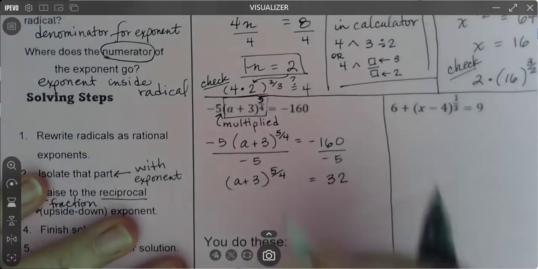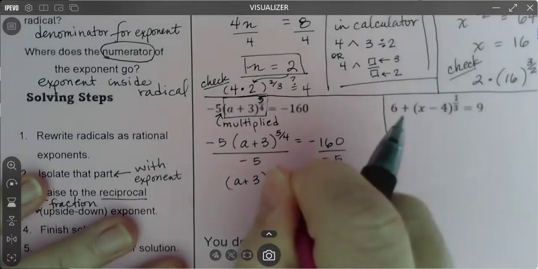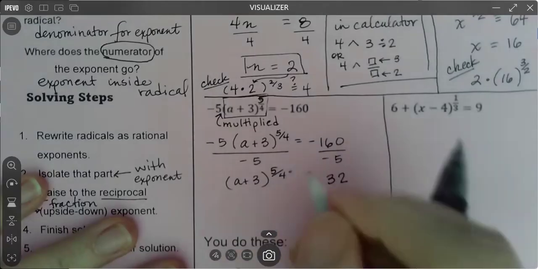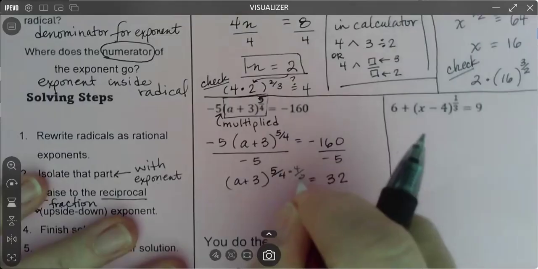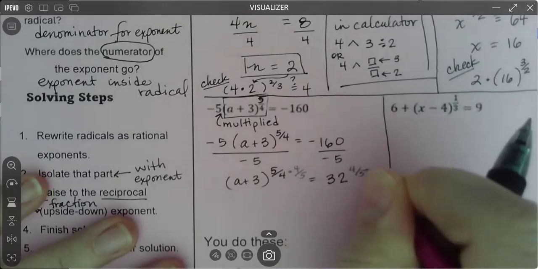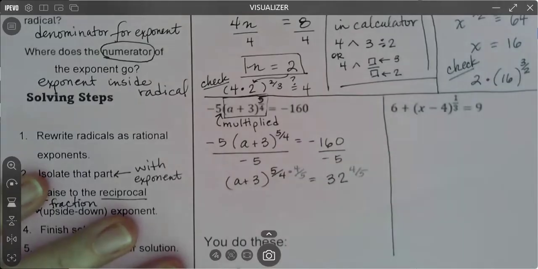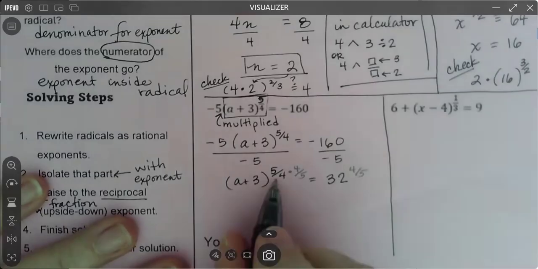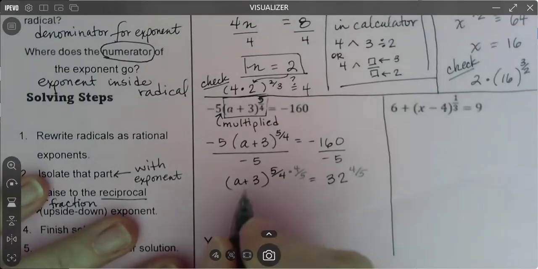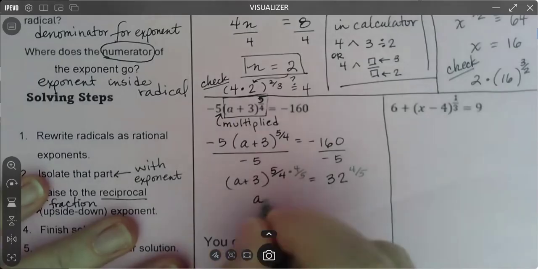So this is isolated, just the part with the exponent. I do the reciprocal exponent, excuse me. So 4/5 power on the left and the right. 5 over 4 times 4 over 5 is 1. So this resolves my exponent. I don't have an exponent anymore. My exponent changes to 1. And so I don't need the parentheses. I have a plus 3 equals.